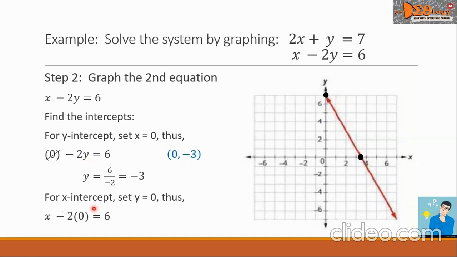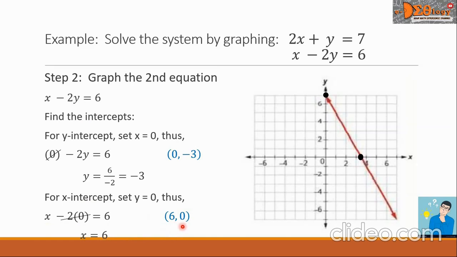Now for x-intercept, let us set y equals 0. Thus, this second equation, x minus 2y equals 6, now becomes x minus 2 times 0 equals 6. And this 2 times 0 can be cancelled out. So we have now x equals 6. Let us now write the ordered pair for the x-intercept. So we have here (6, 0).